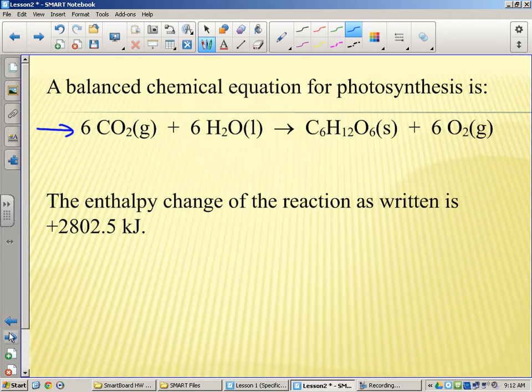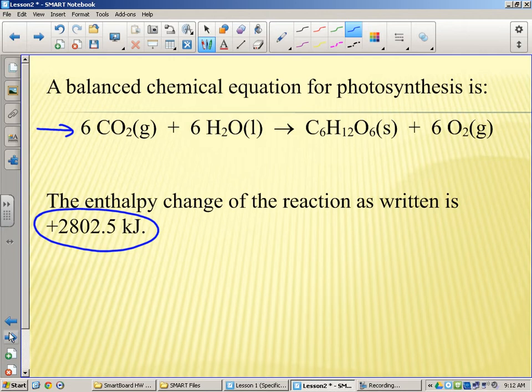It's not. Okay? It is the same stuff we did before, same reactions, except now we have this heat involved, or this energy that's required. And you'll look at this when it says here, the enthalpy change of the reaction is written as a positive 2,802.5 kilojoules. So what does that mean?